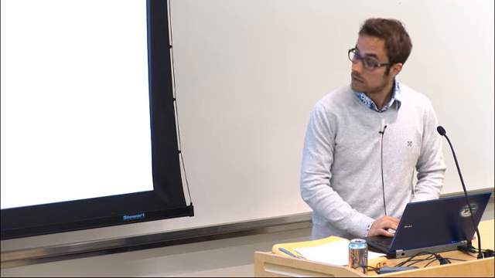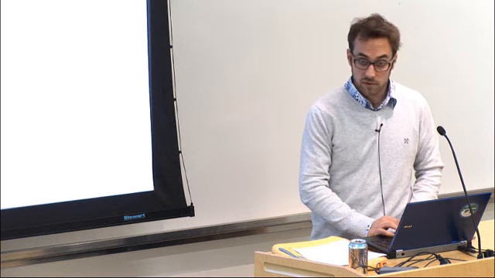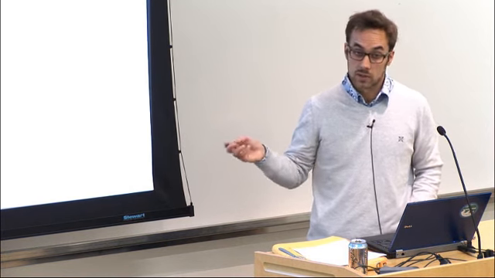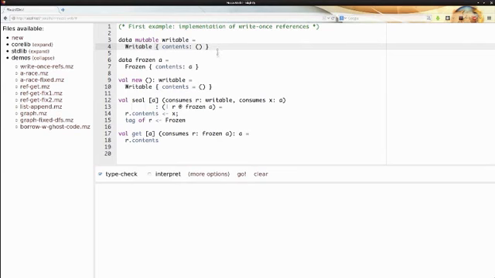That's the writable data type. It only has one field, contents, which has type unit. So it's just a placeholder value. It's mutable, because there's the keyword. And then the frozen type also has a contents field, except the contents field has type A. And because there's no mutable keyword, it is immutable. The new function, well, it just returns to you a new writable with a placeholder value in it.